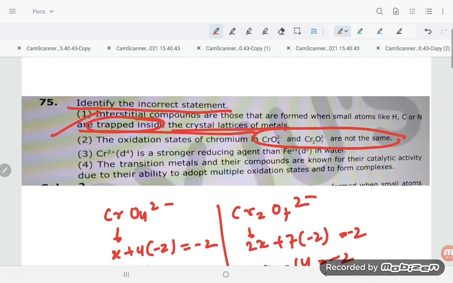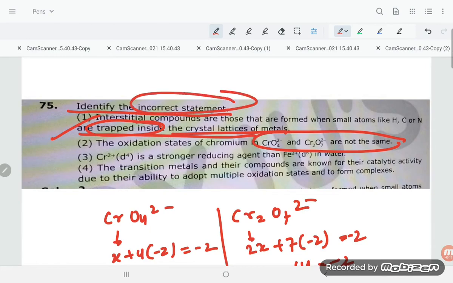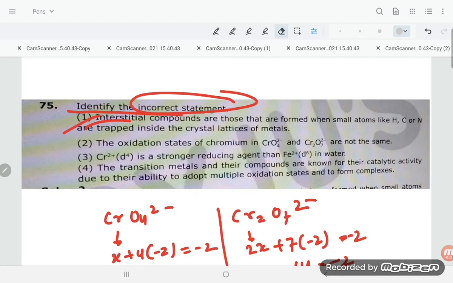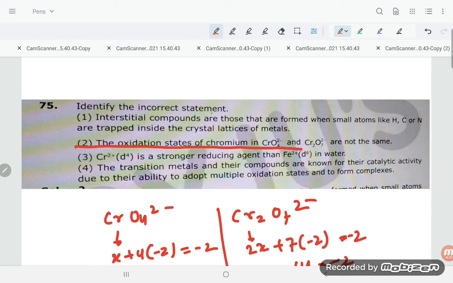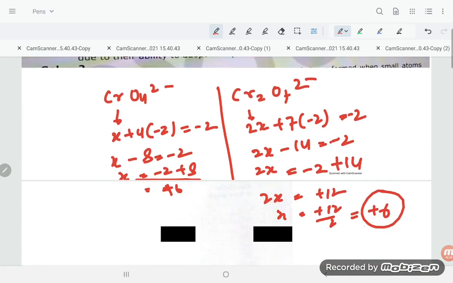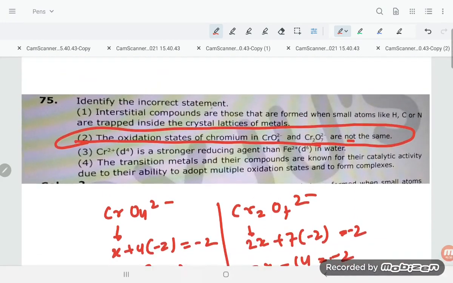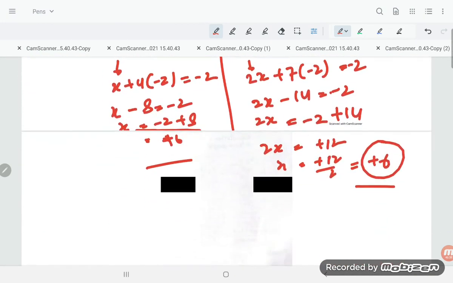They are asking for the incorrect statement. But here in this option, these are the same. The statement says the oxidation states of chromium in chromate and dichromate are not the same, but it is coming plus 6 and plus 6. So this is the incorrect statement, the required option. Our required answer is option number 2.